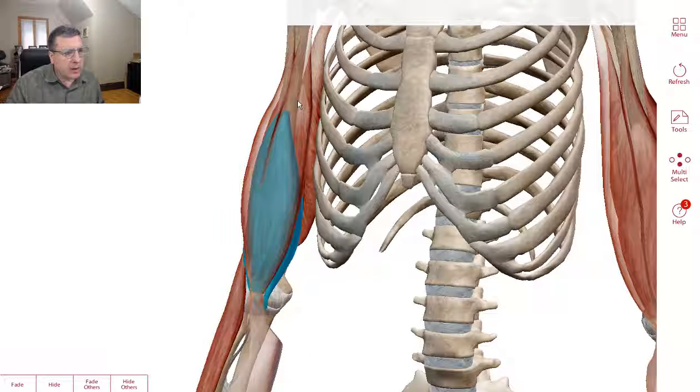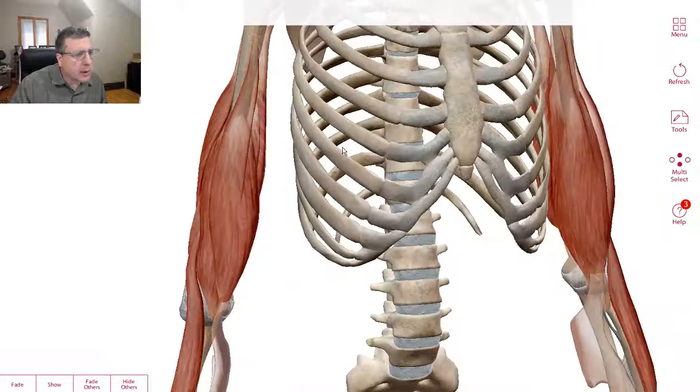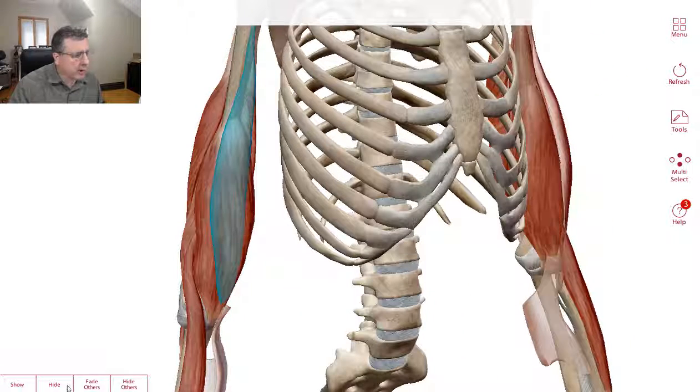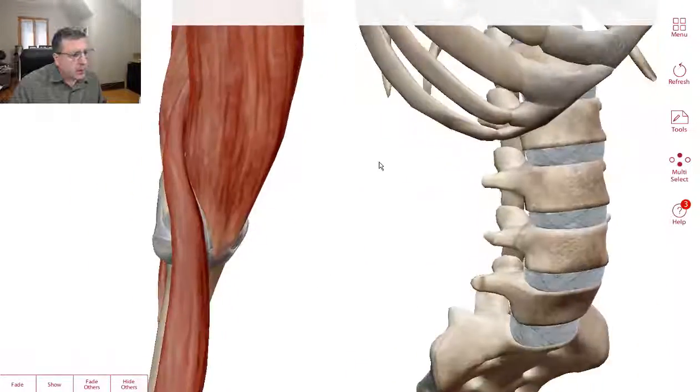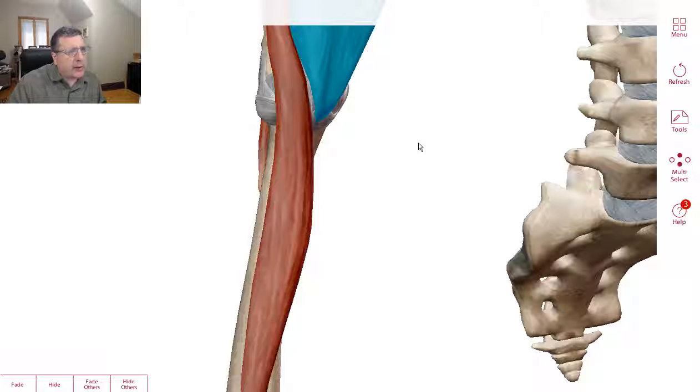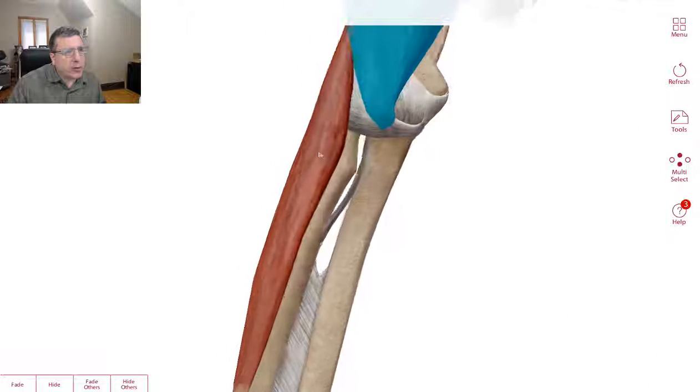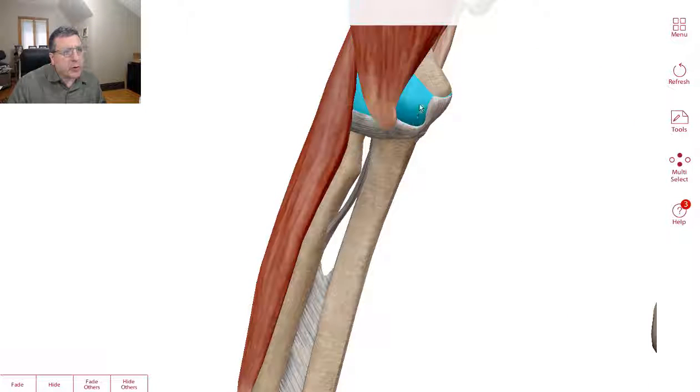So let me just hide these completely. I can't even see it with it faded. Let me get rid of that aponeurosis as well, and zoom in on this one. So this is the brachialis. You can see it crosses the joint. Let me get rid of this joint capsule so you can see where it inserts into this area.